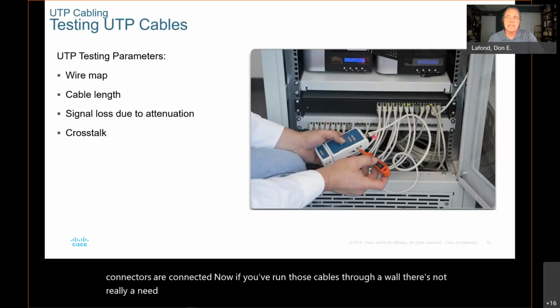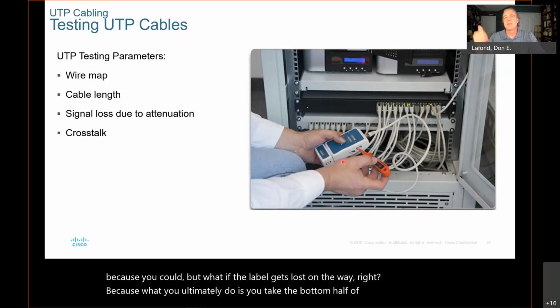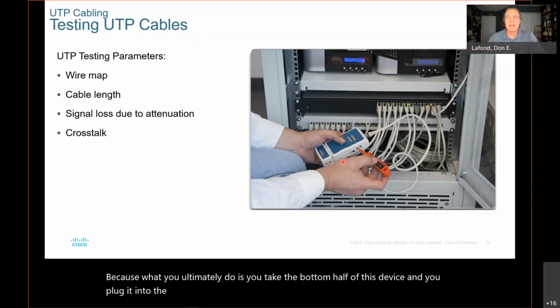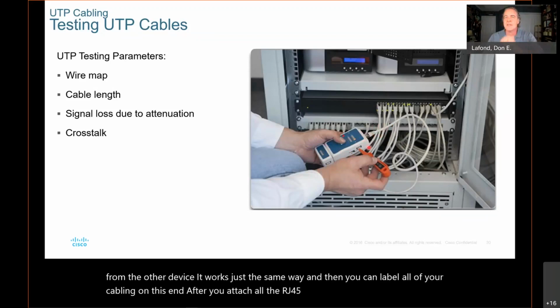Now, if you've run those cables through a wall, from one room to another, there's not really a need to label them all, because you could, but what if the label gets lost on the way, right? Because what you ultimately do is you take the bottom half of this device and you plug it into the other side. And then on this side, you are testing the signal coming from the other device. It works just the same way. And then you can label all of your cabling on this end after you attach all the RJ45 connectors. Then you can connect it to the right device and label it if you want.